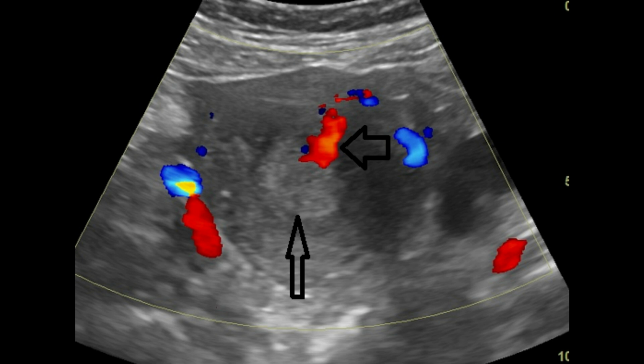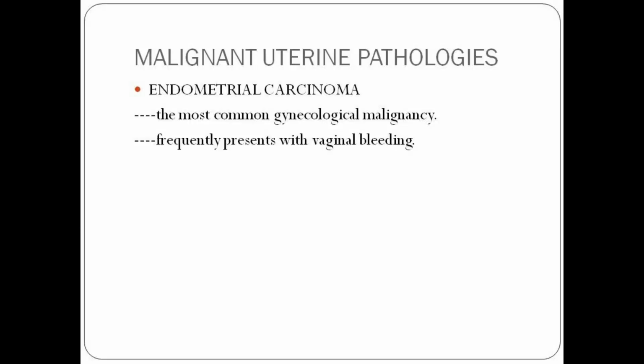Now coming to the malignant uterine pathologies. The only malignant uterine pathology which you will see in your routine, I'm again saying, in your routine clinical practice. If you are working in a cancer hospital, you will see a lot of other things. But in your routine clinic, the only malignant uterine pathology which you will see will be endometrial carcinoma. It is the most common gynecological malignancy, and it frequently presents with vaginal bleeding.